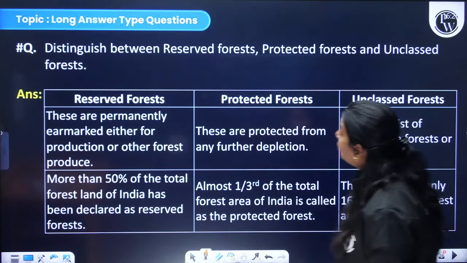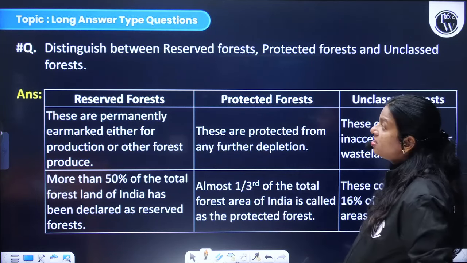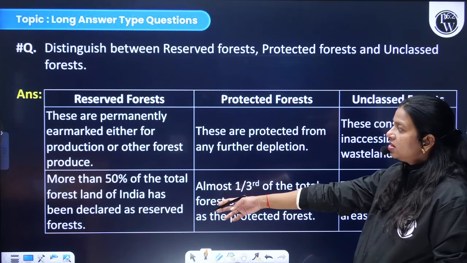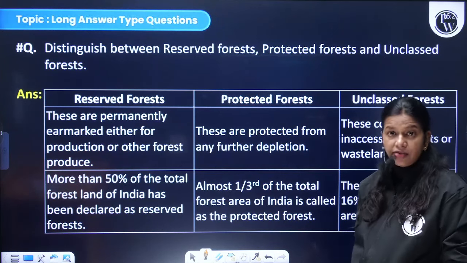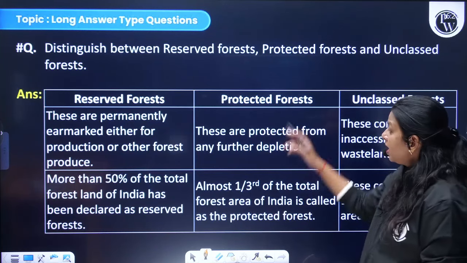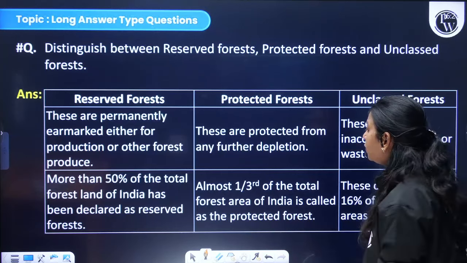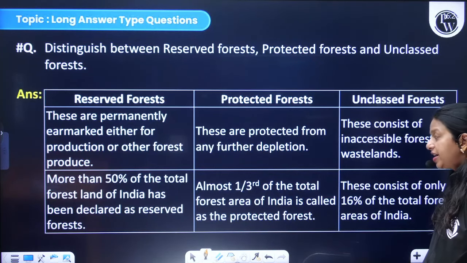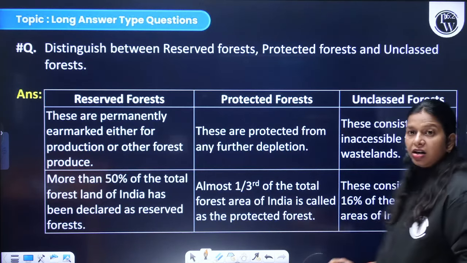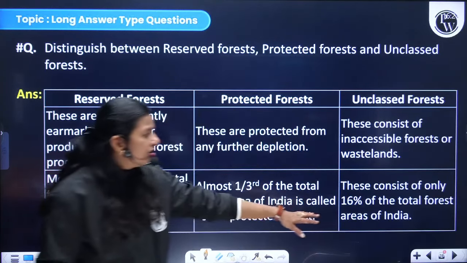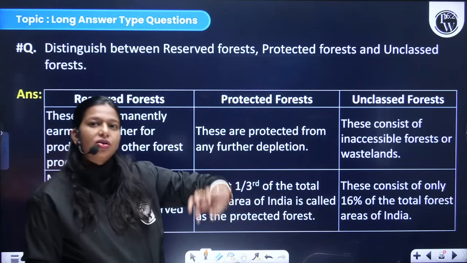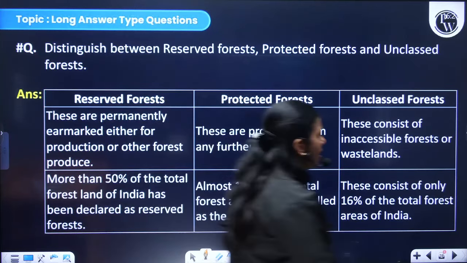Distinguish between reserved forest, protected forest, and unclassed forest. More than 50% of the total forest land is declared as reserved forest, identified as reserved or permanent forest, which cannot be harmed in any way. Almost one-third of the total forest area of India is called protected forest. These are protected from any further depletion. And the remaining 16% of the total forest is called unclassed forest, owned by individuals or government and can be used for commercial purposes.